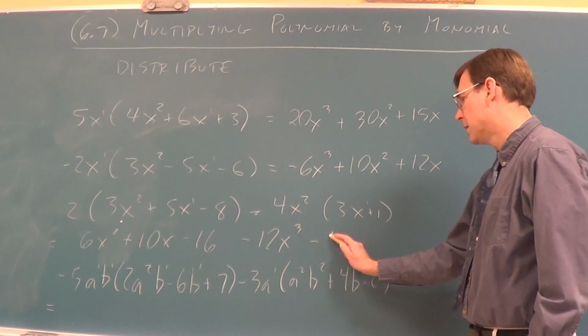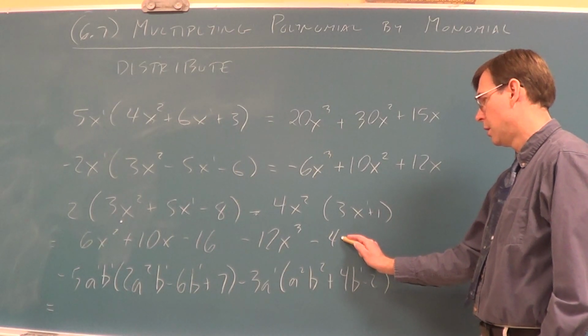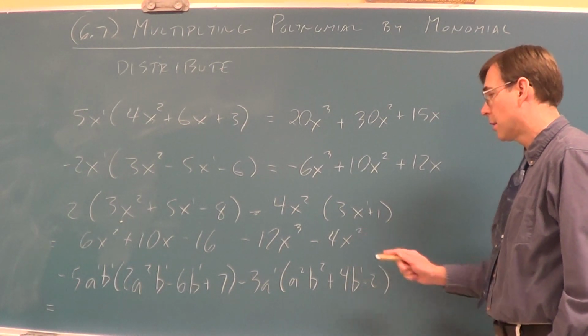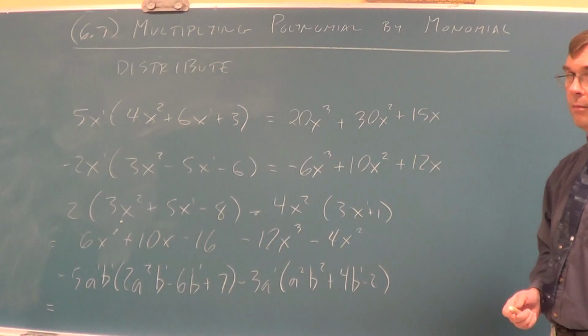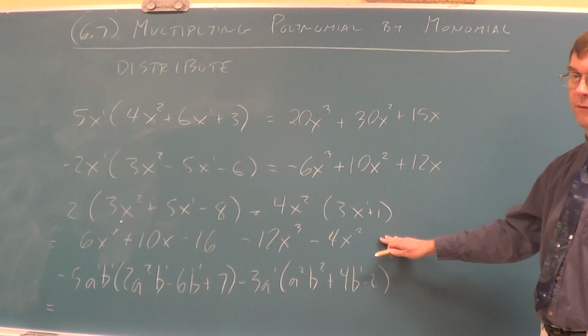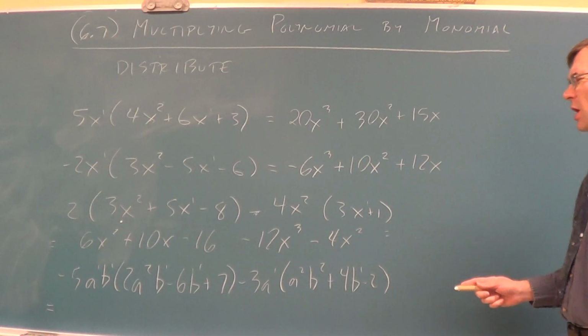Or minus. Minus 4x to the second. 7. Agreed. We're halfway home, maybe 2/3 of the way home. Something about that distributing? Then combine like terms. So let's go descending order.